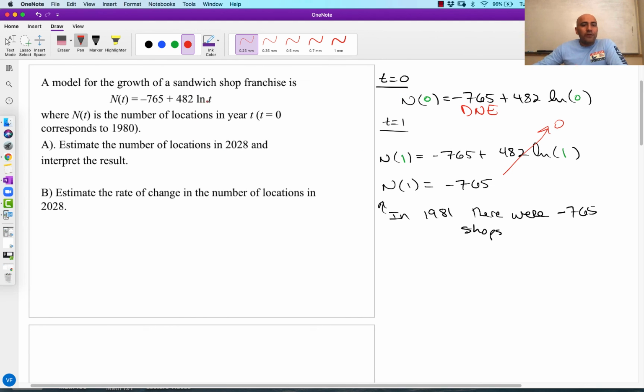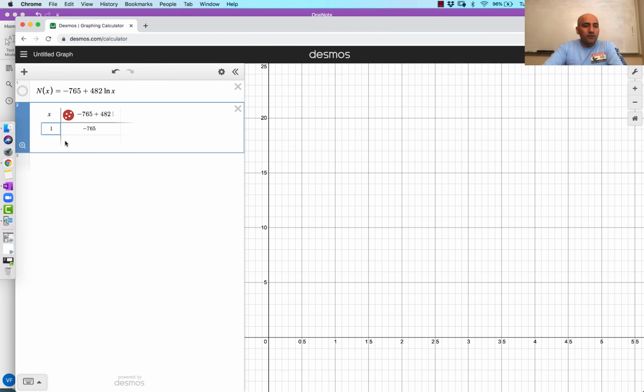We're told that this equation does a good job of approximating the number of shops. It's just that there's a segment of the domain for which this is valid, and clearly these two numbers are not in it. So let's keep going until we have more realistic answers, and let's use Desmos. If we try and put in a 0, we're going to get an error, undefined. That's fine. What about 2?